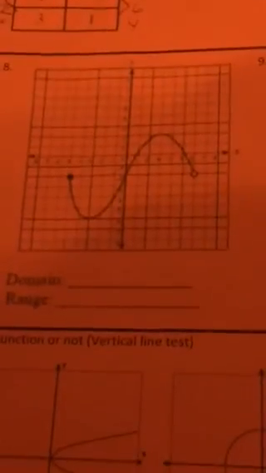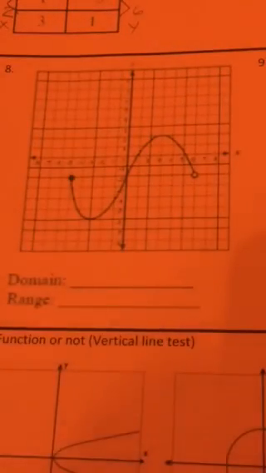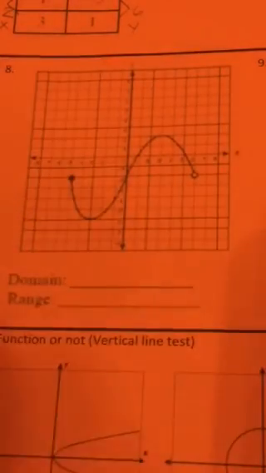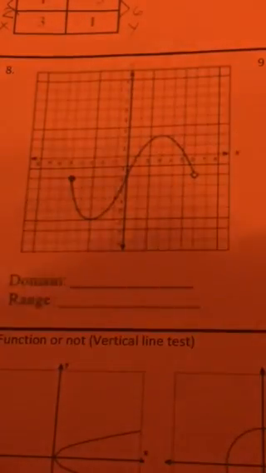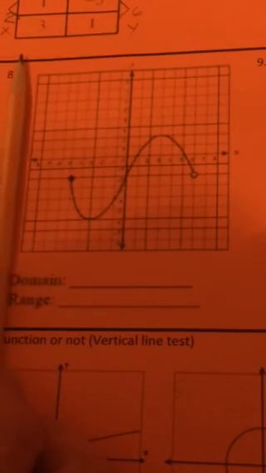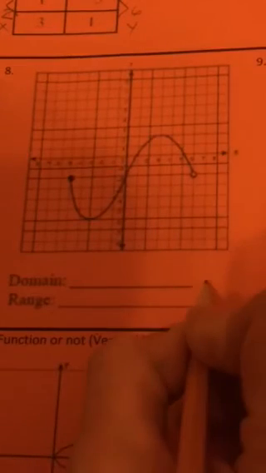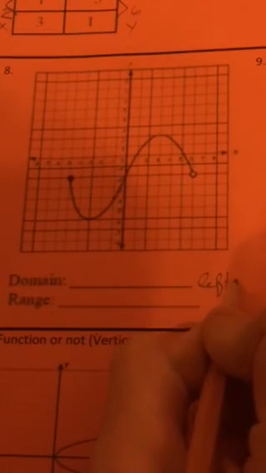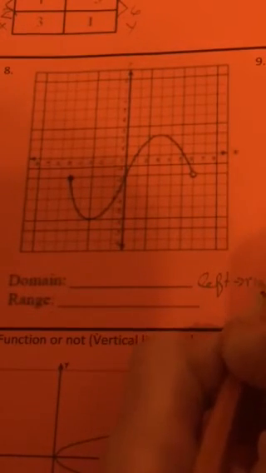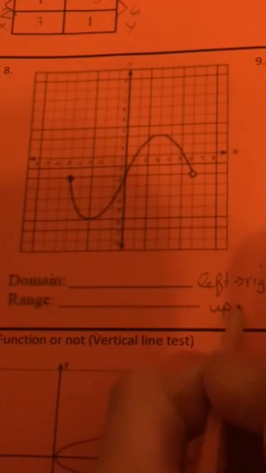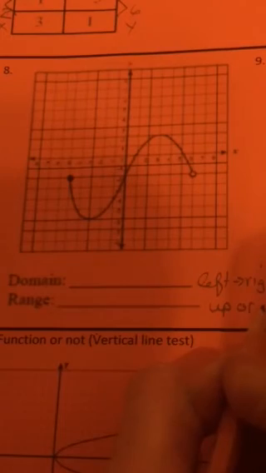Okay, now our favorite part. Oh my goodness, I love this. This is my favorite: domain and range. Yay. All right, domain. Remember, I told you guys to go from left to right for the domain. So make yourself a little note: left to right. And then the range is up or down.